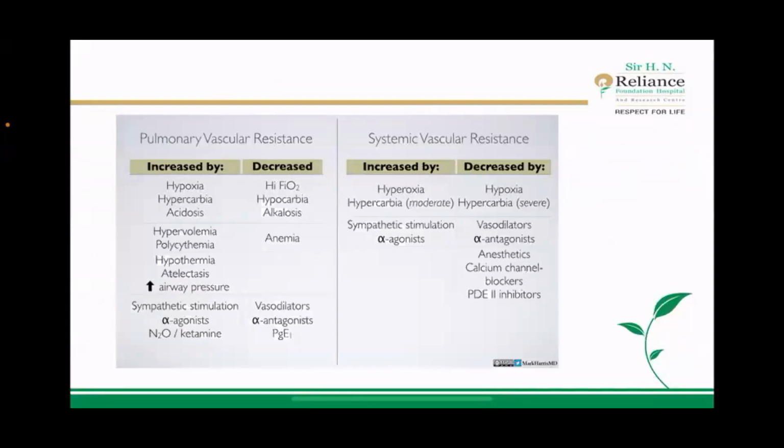What are the factors that increase or decrease your right to left or left to right shunt? They mainly include your pulmonary vascular resistance and your systemic vascular resistance. So we should have in mind all the factors that could increase or decrease your PVR or SVR. Some important points: hypoxia, hypercarbia, and acidosis increase your PVR, while the opposite, high FiO2, hypocarbia, alkalosis, and anemia, decrease your PVR. Similarly, for SVR, sympathetic stimulation and alpha agonists increase your SVR, while vasodilators and some anesthetic agents decrease your SVR.